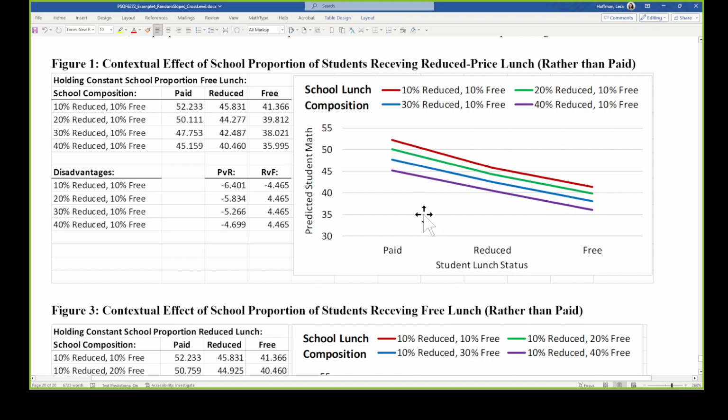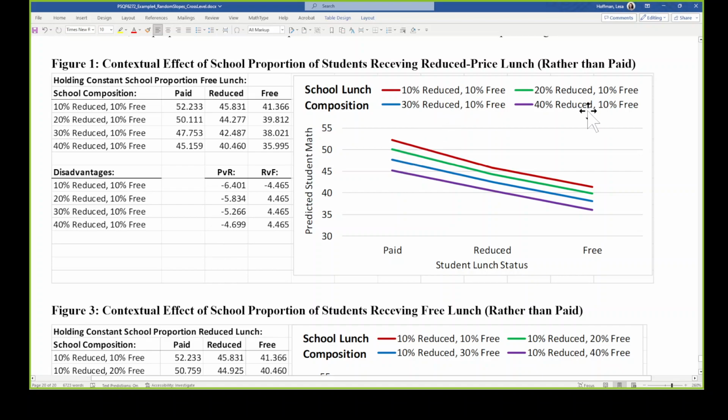So the contextual effect is this difference right here. And it has to be this one because of the interaction cross-level term. So these are school differences as a function of the proportion of students who get reduced lunch instead of paid lunch, holding free constant. And the quadratic effect is the larger differences between the lines as you move down. It's very subtle, but blue and purple are farther apart than red and green are. You can also see the differences in this slope as plotted here too.